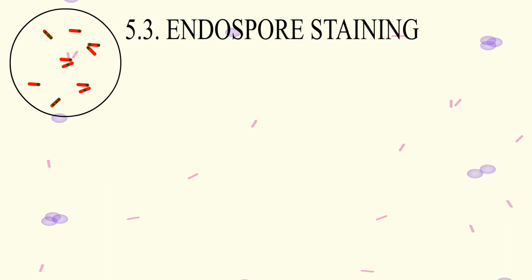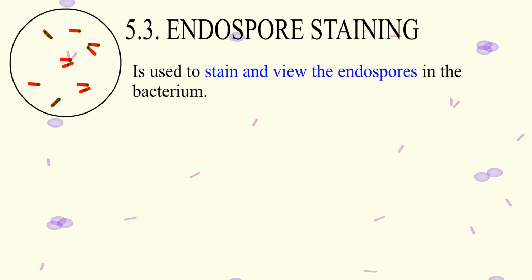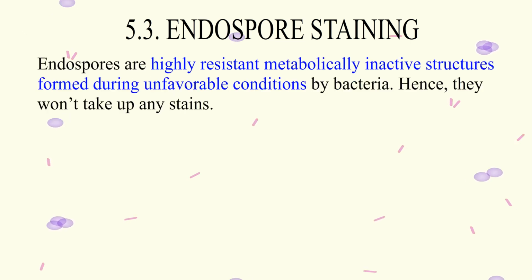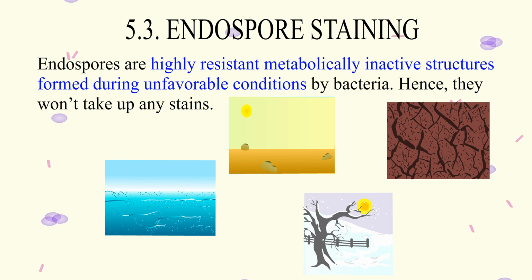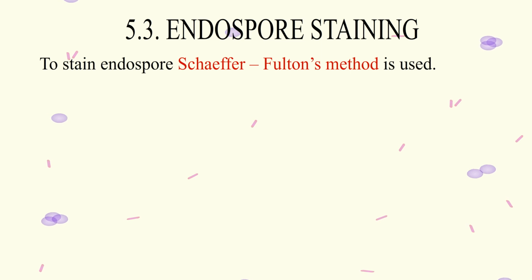3. Endospore staining is used to stain and view the endospores in the bacterium. Endospores are highly resistant, metabolically inactive structures formed during unfavorable conditions by bacteria. Hence, they won't take up any stains. To stain endospore, Schaeffer-Fulton's method is used.